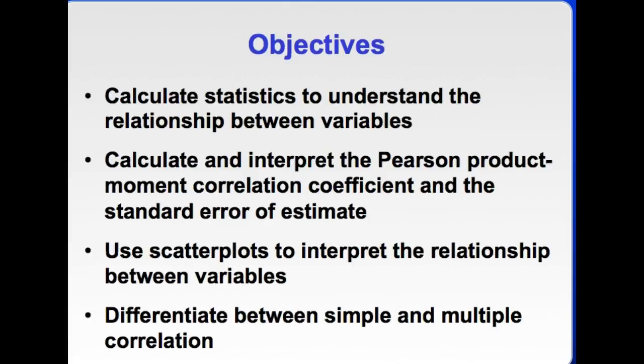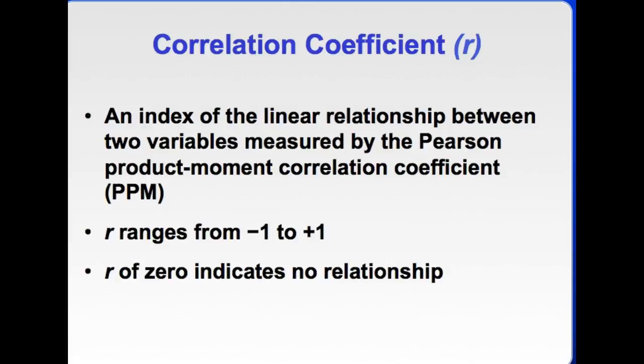Objectives. Calculate statistics to understand the relationship between variables. Calculate and interpret the Pearson product moment correlation coefficient and the standard error of estimate. Use scatterplots to interpret the relationship between variables and differentiate between simple and multiple correlations.